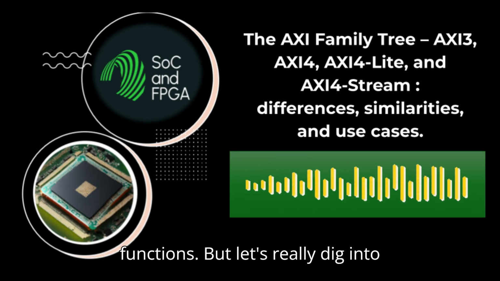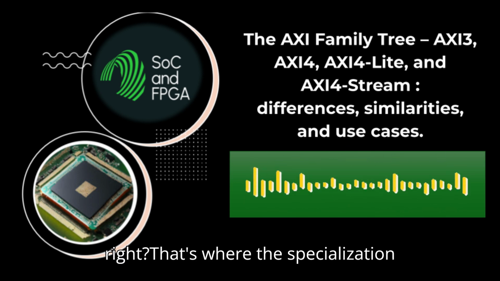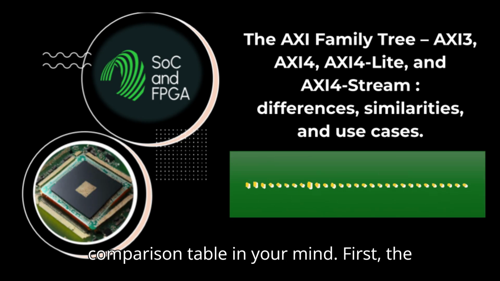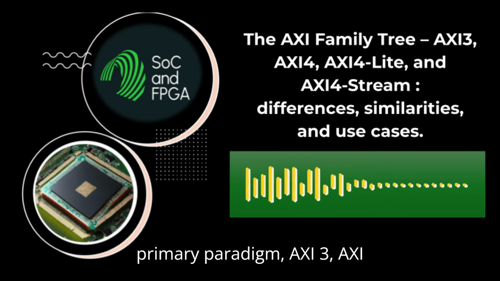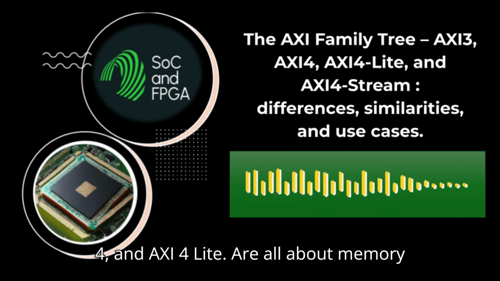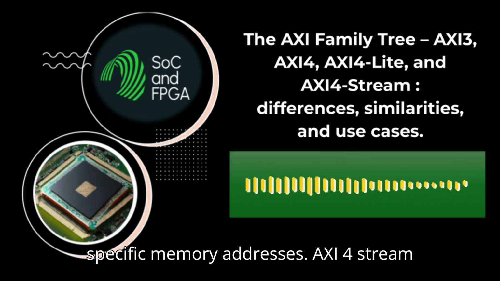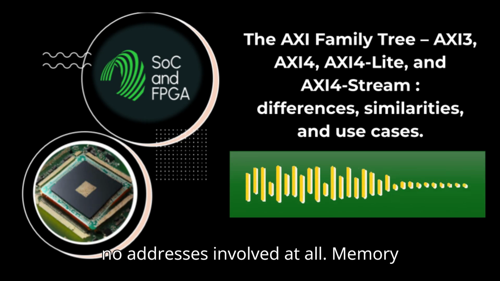But let's really dig into those differences now, because that's where the design choices get interesting, right? That's where the specialization comes in. Precisely. Let's try to distill it down. Maybe think of it as a clear comparison table in your mind. Right. First, the primary paradigm. AXI3, AXI4, and AXI4 Lite are all about memory-mapped access, linking operations to specific memory addresses. AXI4 Stream, completely different, purely streaming, no addresses involved at all. Memory versus stream. Got it.